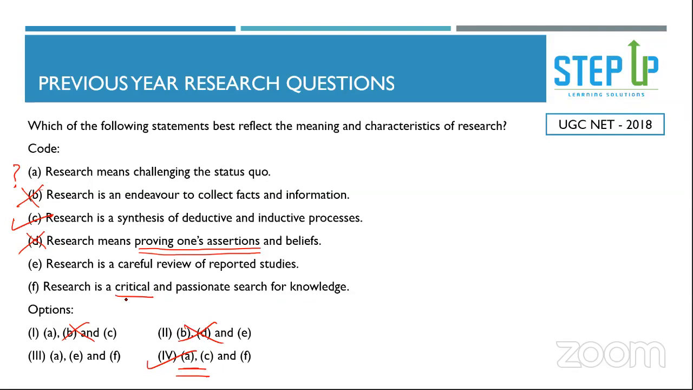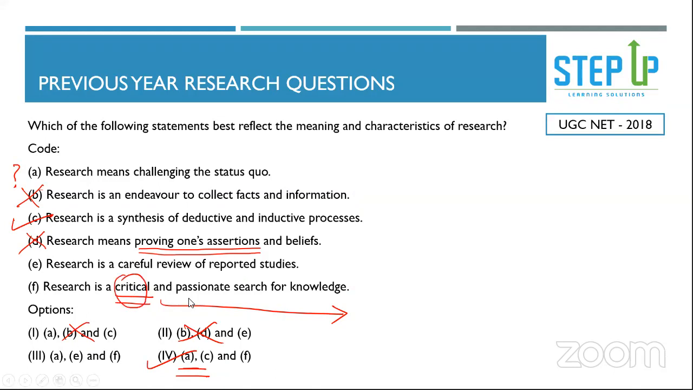See, critical is a characteristic, right? So for example, if you talk about research, there are various characteristics of research, right? You talk about reliability, you talk about validity of a research, right? You talk about objectivity of a research, right? All of these are what? These are all your characteristics. Similarly, critical is also a characteristic, right?